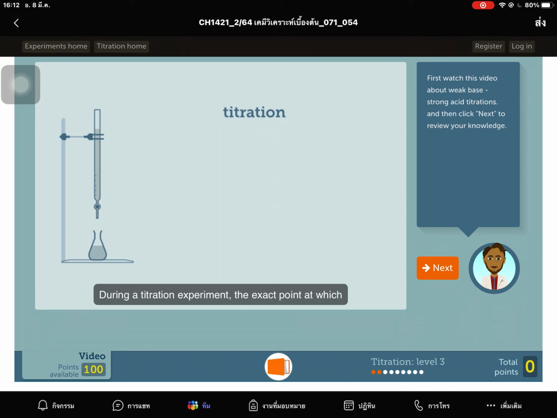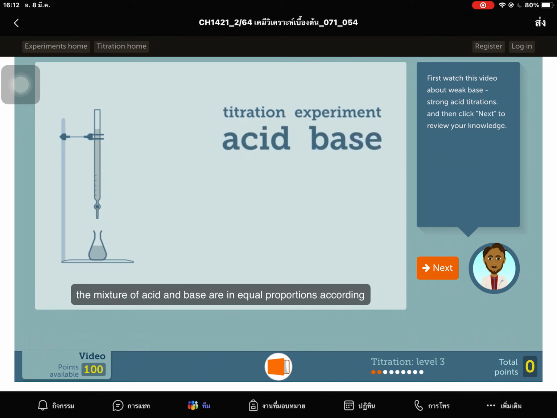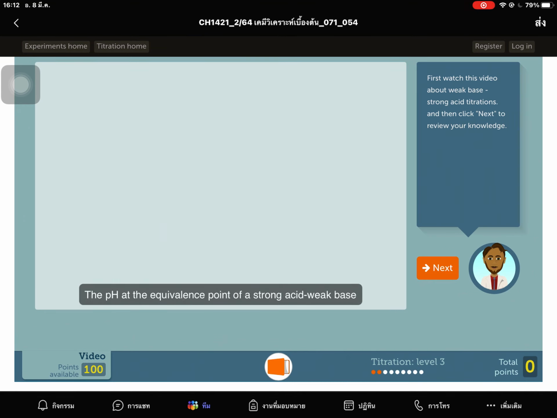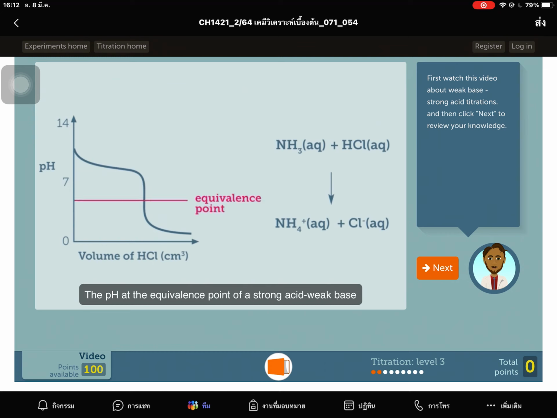During a titration experiment, the exact point at which the mixture of acid and base are in equal proportions according to the balanced equation is known as the equivalence point. The pH at the equivalence point of a strong acid weak base titration is less than 7. This is due to the production of the conjugate acid during the titration, which makes the final solution slightly acidic.